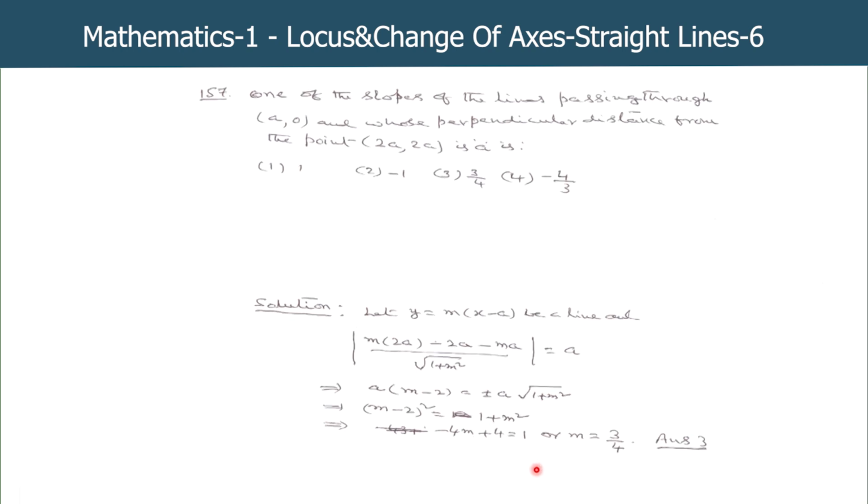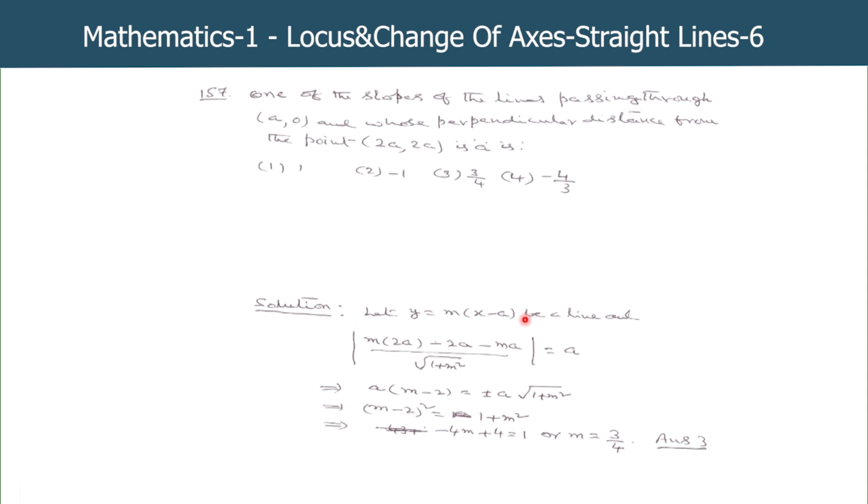157. One of the slopes of the lines passing through the point A, 0 and whose perpendicular distance from the point 2a comma 2a is a. So suppose y is equal to m into x minus a is the line. Any line passing through a comma 0, you can take as y minus 0 is equal to m into x minus a.